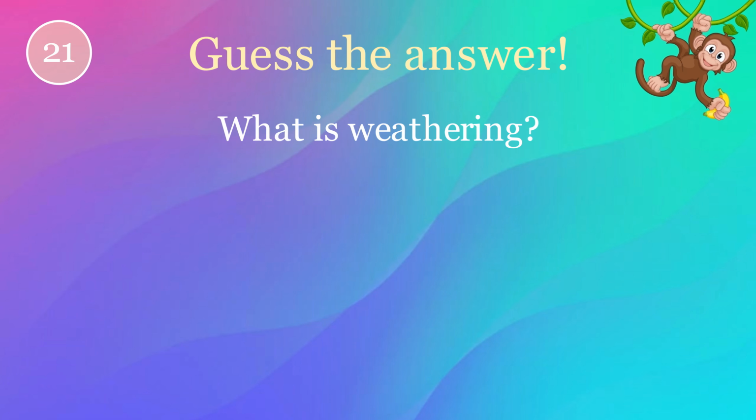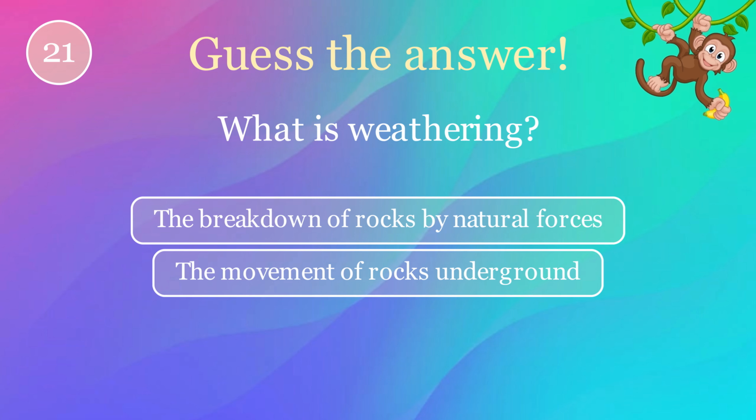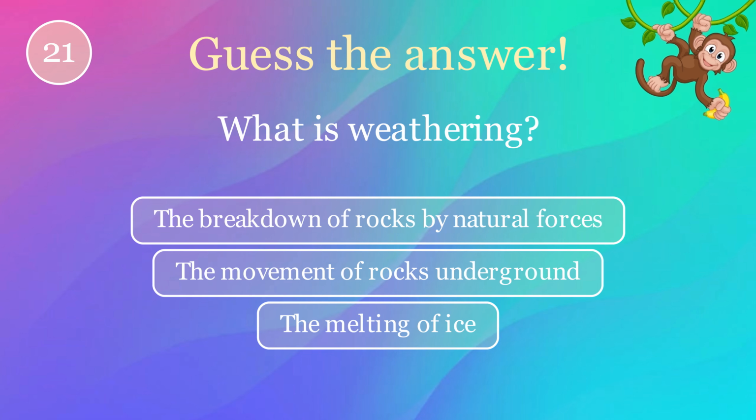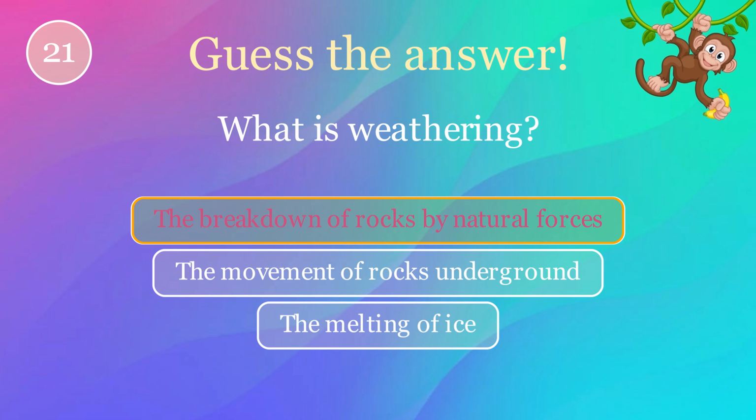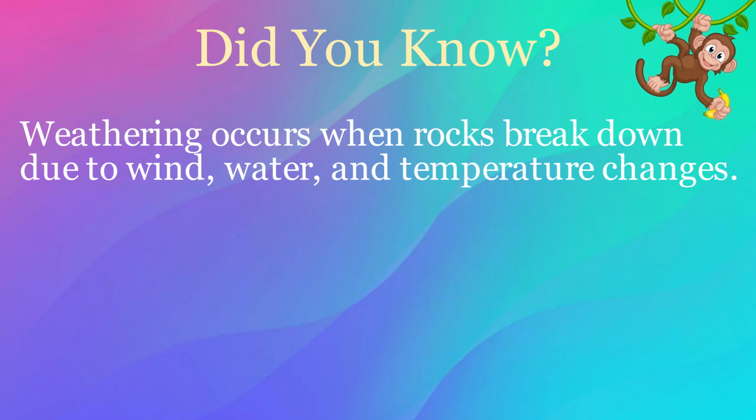What is weathering? The breakdown of rocks by natural forces. The movement of rocks underground. The melting of ice. The correct answer is the breakdown of rocks by natural forces. Here's an interesting fact: weathering occurs when rocks break down due to wind, water, and temperature changes.